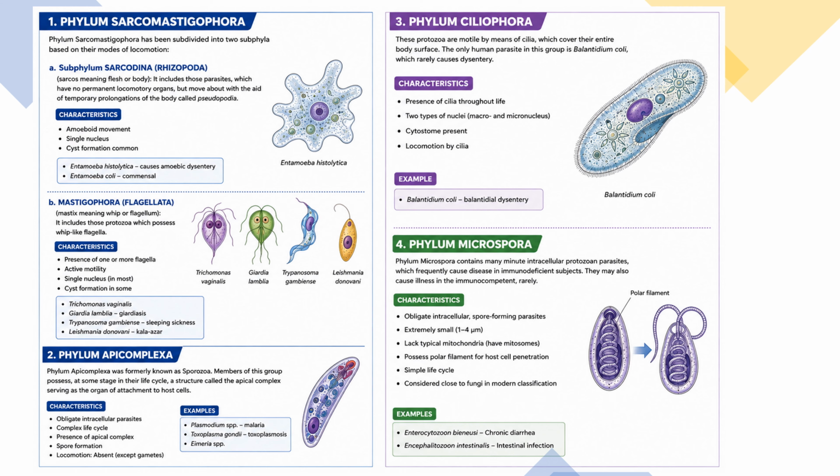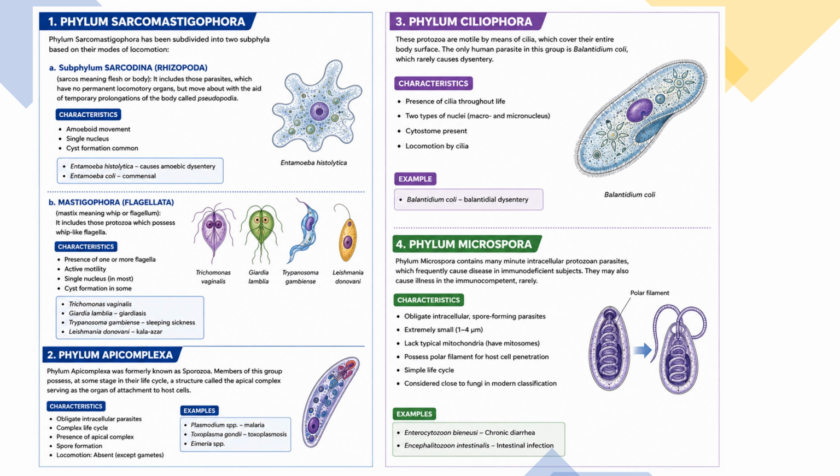And now the fourth phylum is phylum Microspora. This is a highly specialized group. This phylum contains many minute intracellular protozoan parasites, which frequently cause disease in immunodeficient individuals and may also cause illness in immunocompetent individuals, which is rare. The general characteristics include that they are obligate intracellular spore-forming parasites and extremely microscopic in structure, measuring from 1 to 4 micrometers.